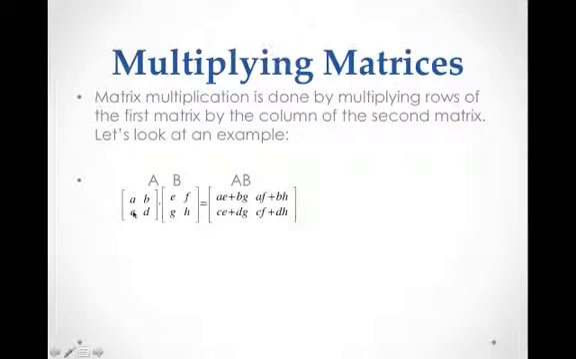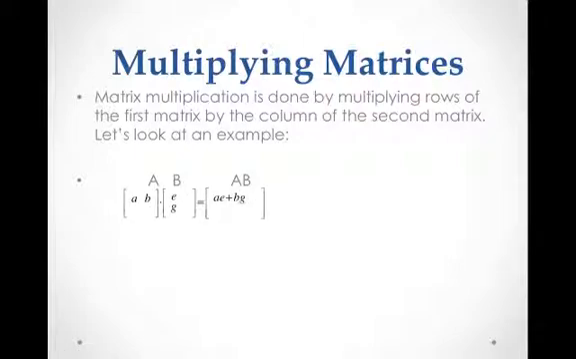Then we move to the second row, and we do CD times EG, and that gives us this element here, the CE plus DG in the second row, first column. And then we do the same thing. We do CD times FH, and that gives us CF plus DH, and that is from the second row times the second column, so it goes in second row, second column position. Let's look at each one of these individually.